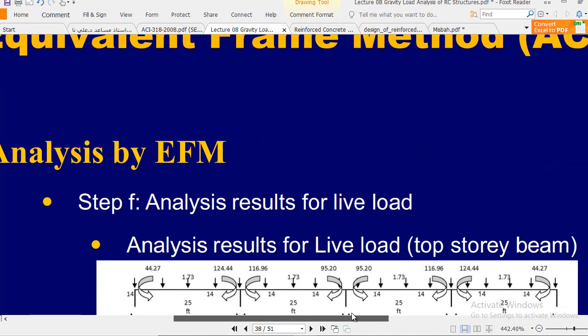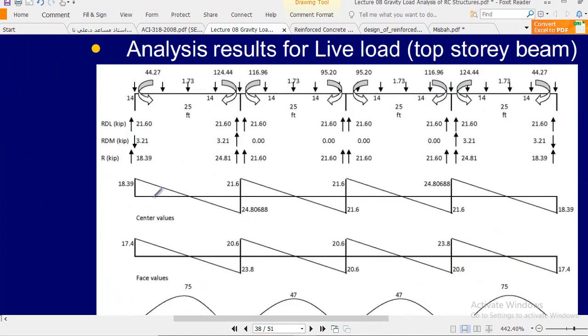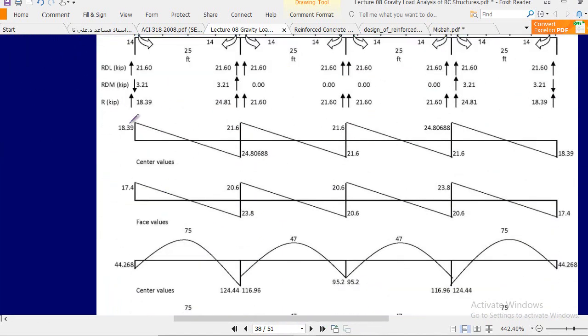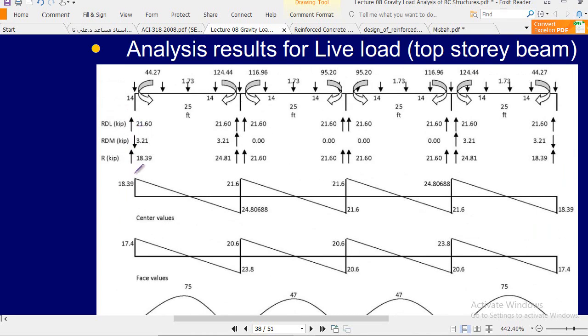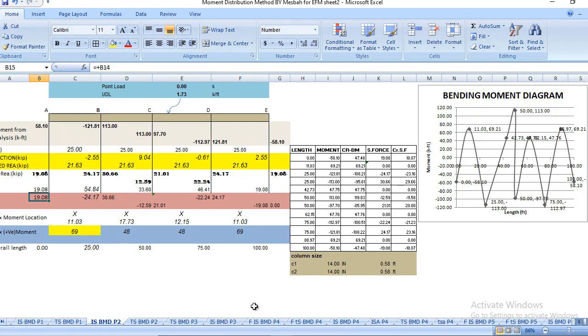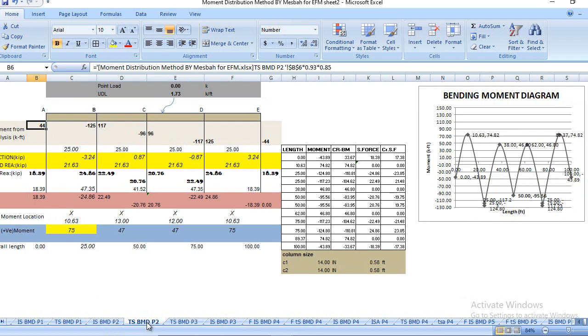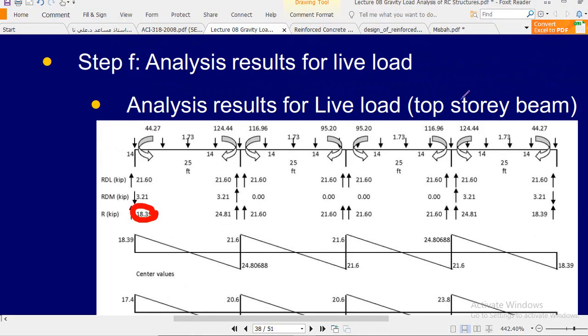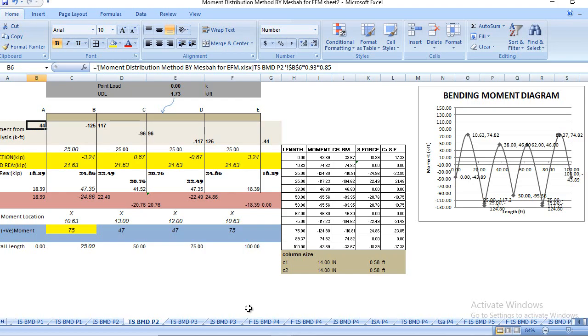You see here, they have 18.39, which is close to our calculated value. Okay, 19, clear. And this is for anterior story. Sorry, this is for top story. Okay, so we have to compare it for top story. So this one is our top story results.